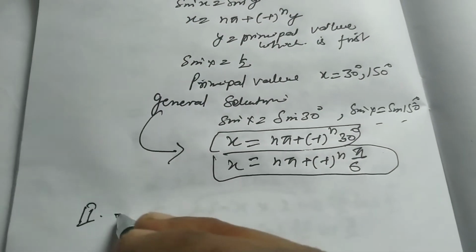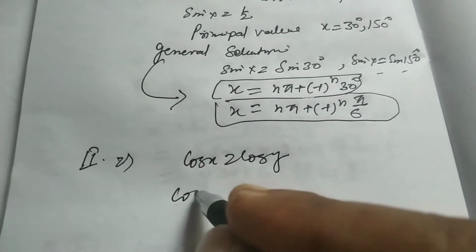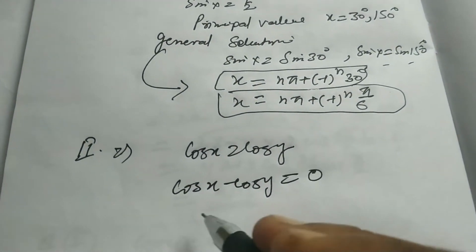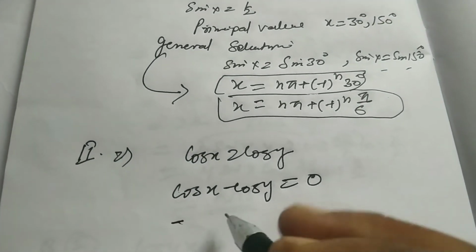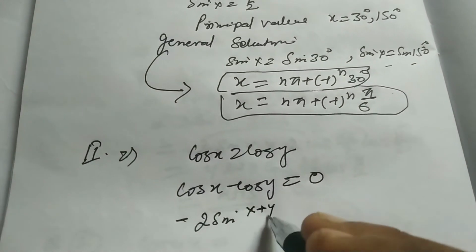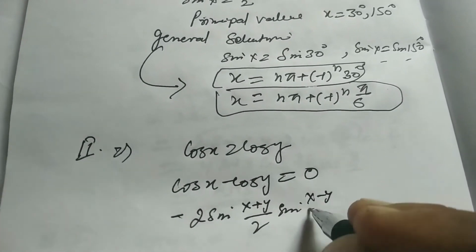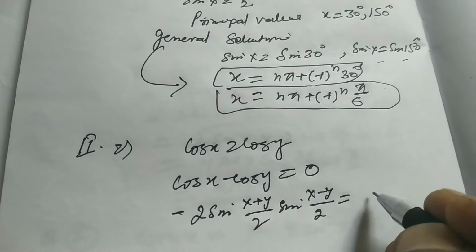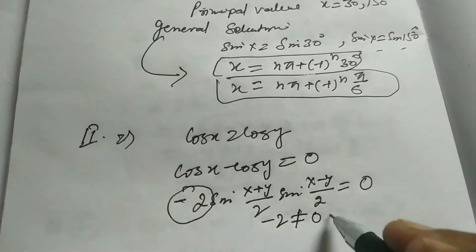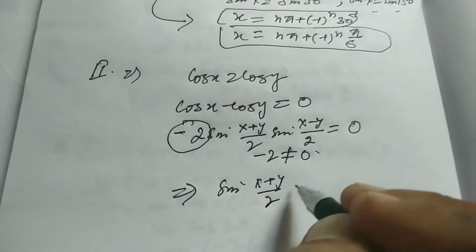Now I'm going to solve for cos x. The second is cos x is equal to cos y. Then for the general solution of cos x, we put cos x minus cos y is equal to 0, and cos c minus cos d is equal to minus 2 sin c plus d upon 2, sin c minus d upon 2, is equal to 0. So minus 2 is not equal to 0, so this implies that sin x plus y upon 2 is equal to 0.